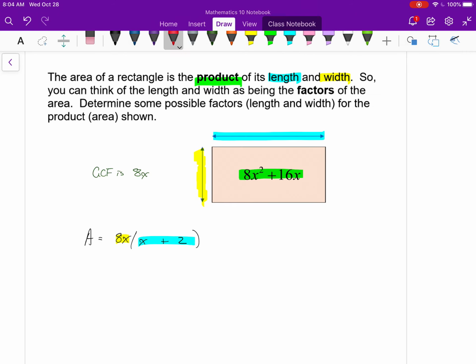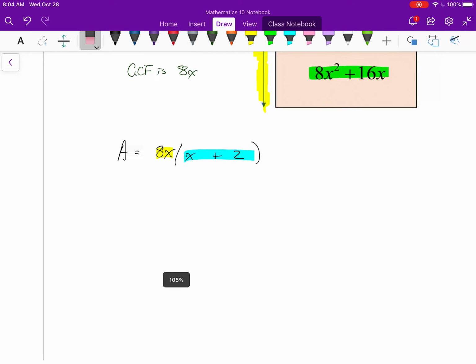And again, earlier on in this unit, I would give you something like this, and we would visualize this as a rectangle. Again, everything we're doing is the reverse. However, 8x for the one factor and x plus 2 for another are not the only possibilities. Again, anything that would multiply to 8x squared plus 16x is possible. And so that's one possibility.